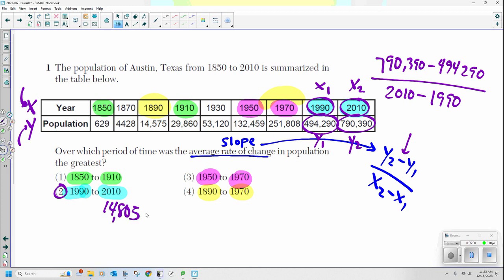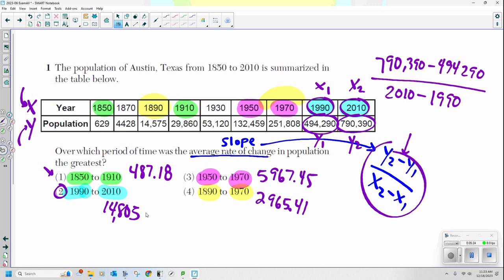All right? Now, if I did the rest of these in the same manner, this one would yield 487.18. Number 3 would give me 5,967.45. And number 4 would give me 2,965.41. Okay? If I use this formula for those intervals, for options 1, 3, and 4, I should get those answers. All right? So the greatest change, or the biggest number, was choice 2, 14,805.